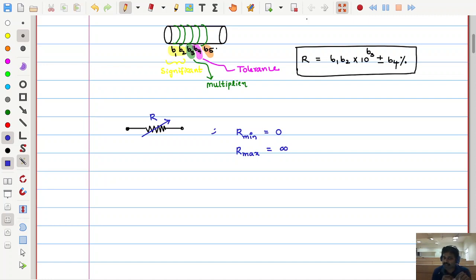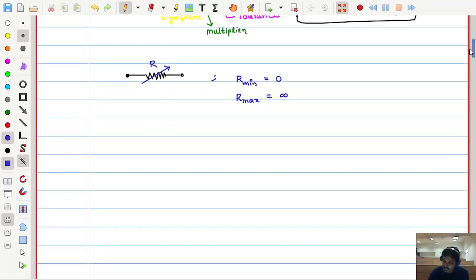So variable resistor means I can vary the resistance from 0 to a very high value, which is infinite. Now these two characteristics, that is minimum resistance of 0 and maximum resistance of infinite, will contribute to two important concepts, which are the open circuit and short circuit.